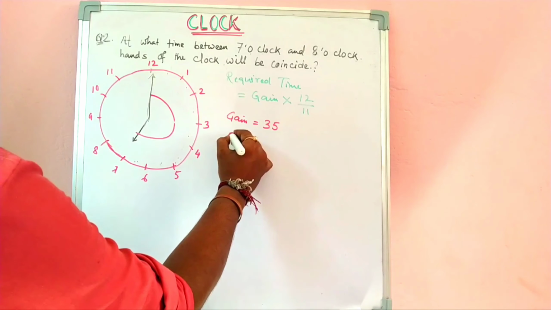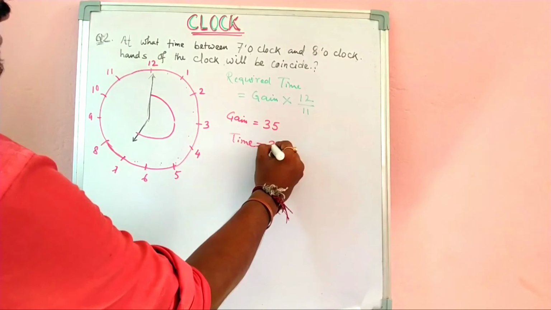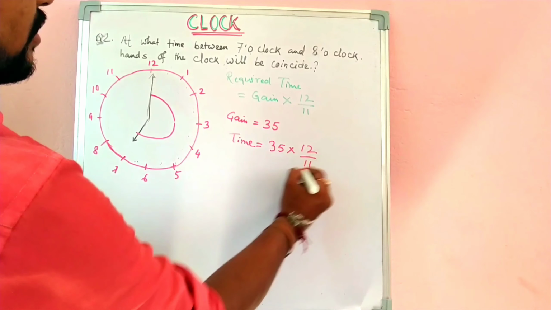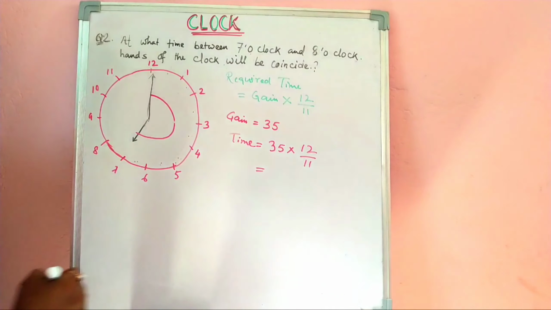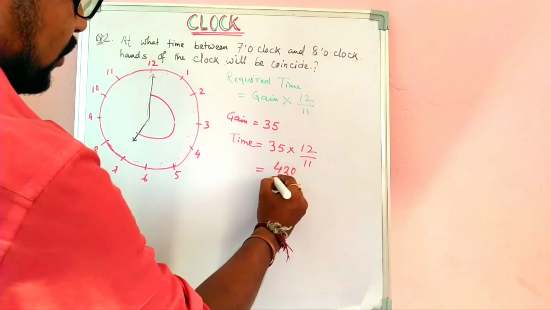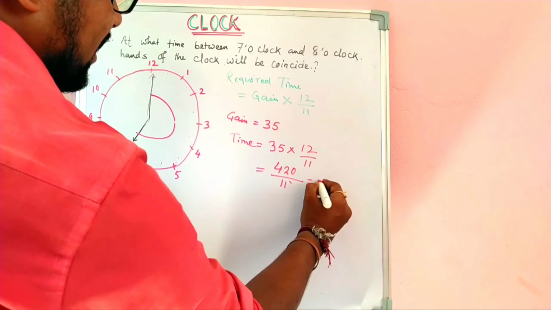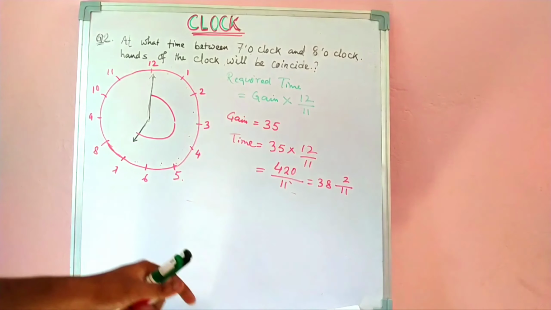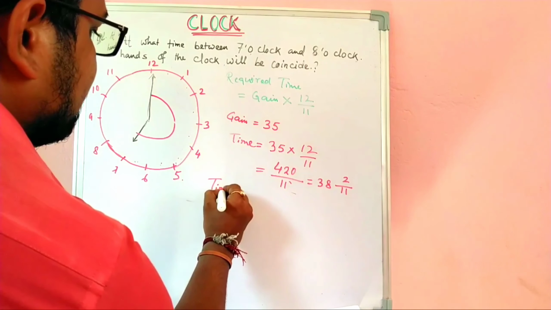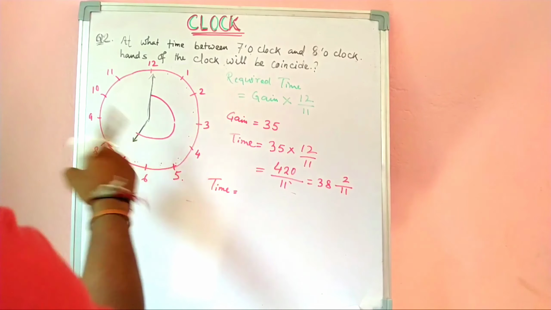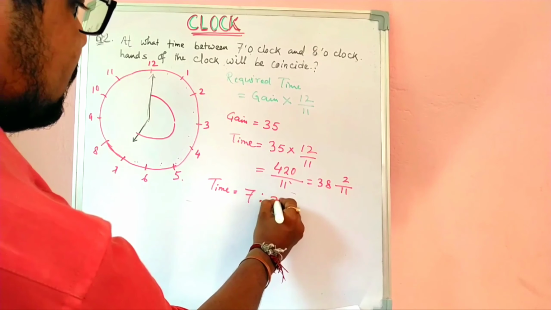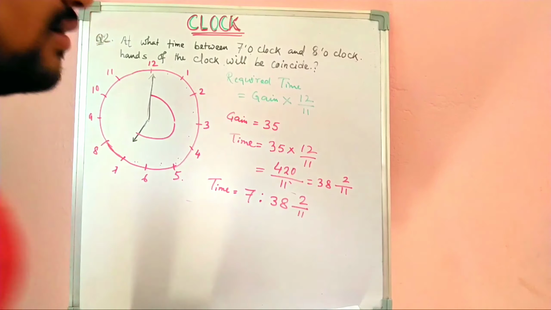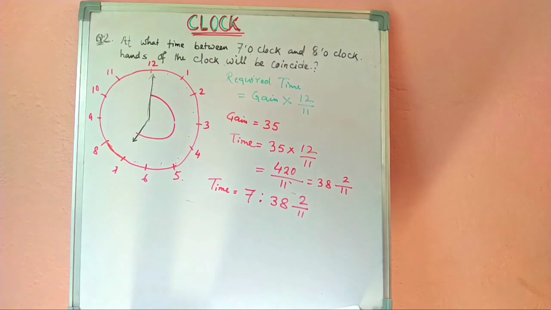So now the formula, required time. Time equals gain multiplied by 12 by 11. Gain multiplied by 12 by 11 is nothing but 420 by 11. If you divide it, it comes to 38 whole 2 by 11. Okay, now what is the time? Time was already 7 बज चुका था, ठीक है? तो 7:38 and a few seconds, they will coincide with each other. They will coincide at 7:38 approximately.